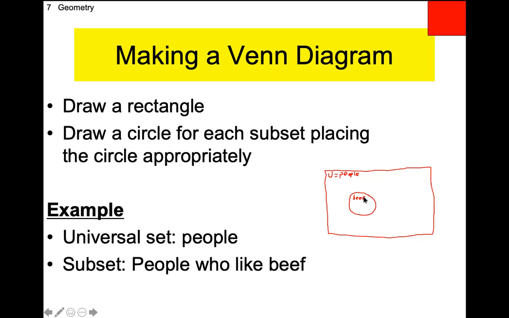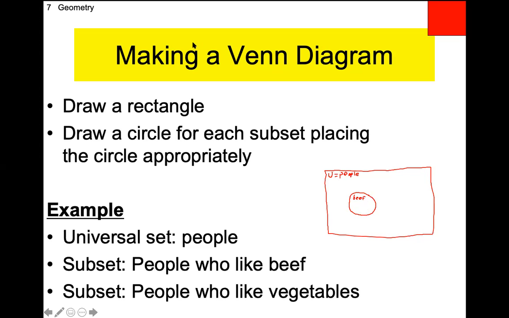And then we'll do another circle for another condition. We'll say we have another circle for people who like vegetables. So here, after you draw your first circle, is where you stop and you think. Are there people who like both vegetables and beef? Yes or no? Yes. So therefore, our circles need to intersect. And this intersection, this area right here, would represent all the people who like both vegetables and beef.